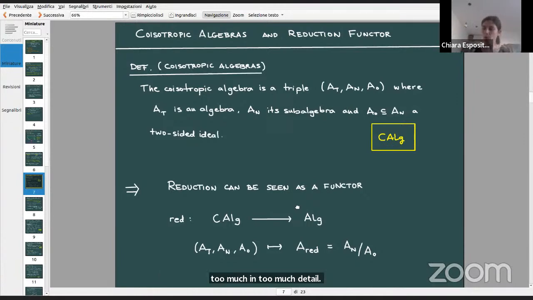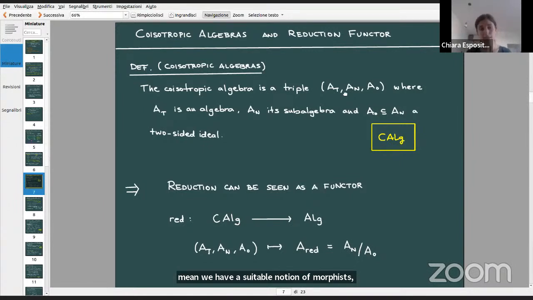So a morphism here has to be a couple of morphisms: a morphism on the total component and a morphism on the normal component. They have to be somehow compatible with the injections, and then you need to preserve the ideal part. So this is morally what we need to have in mind. Anyway, we have a suitable notion of morphism, so we form a category.